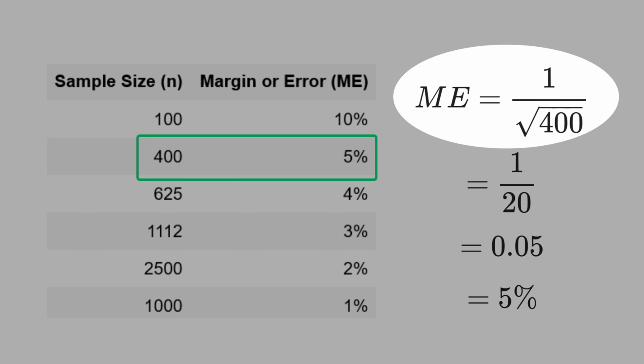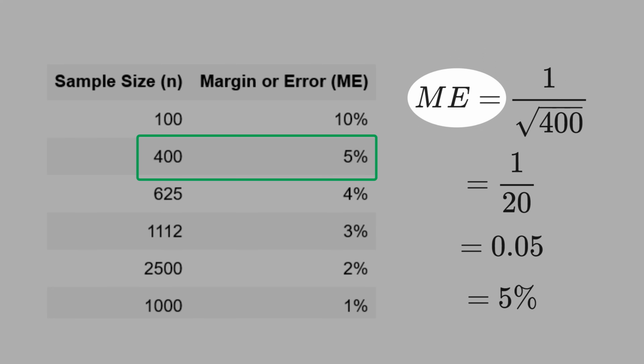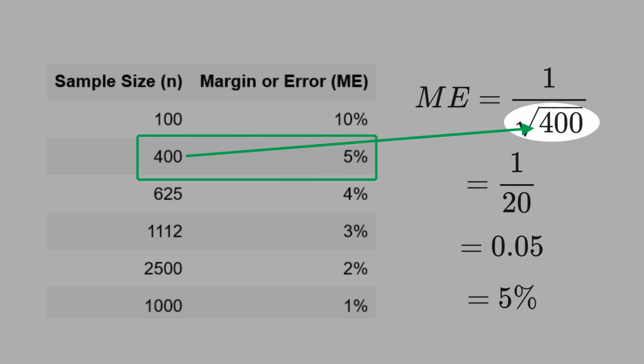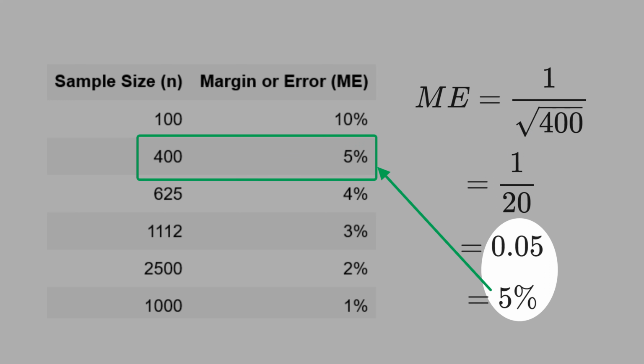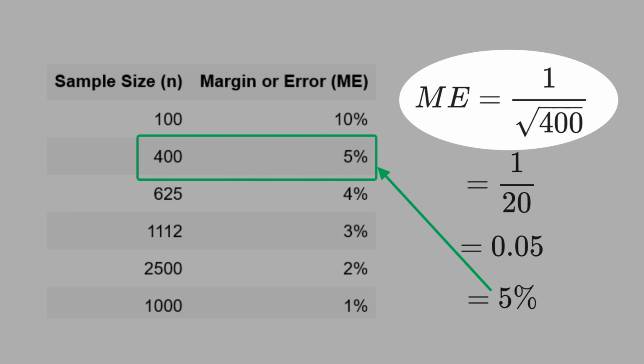This is the formula for margin of error. Margin of error is equal to 1 divided by the square root of the sample size. This is 1 over 20, that is 5%. A smart student would ask, how do you know that this is the formula for margin of error?